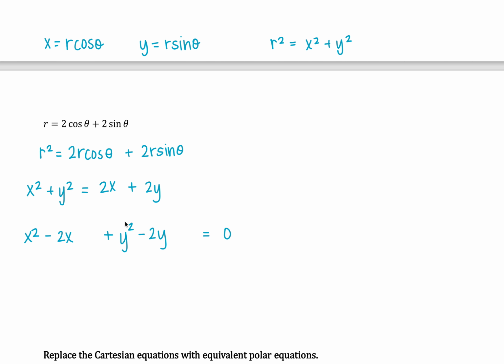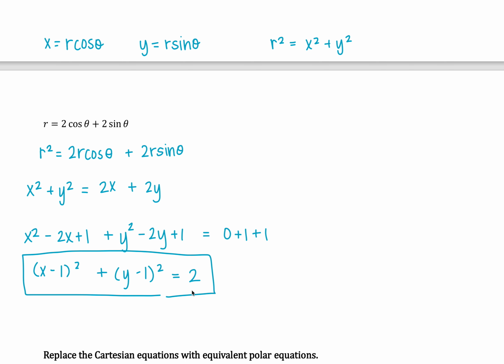I'm going to complete the square. Half of 2 is 1, 1 squared is 1, so I'm going to do a plus 1 here, and whatever I do to the left, I have to do to the right. Same thing here with the y's. Half of 2 is 1, 1 squared is 1. So again, adding 1 to both sides. What this now gives me is x minus 1 quantity squared plus y minus 1 quantity squared equals 2. You might recognize this as the equation of a circle. It's a circle with center at the point (1, 1) and radius square root of 2.